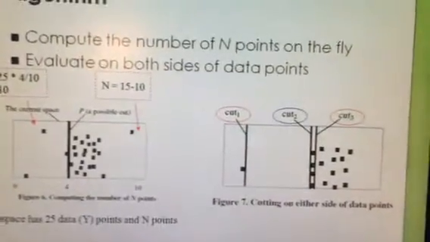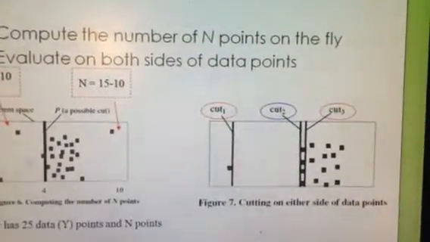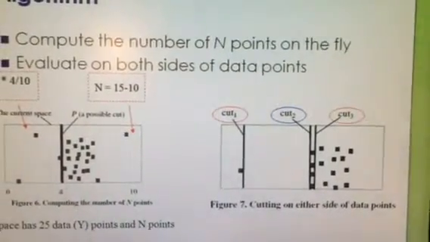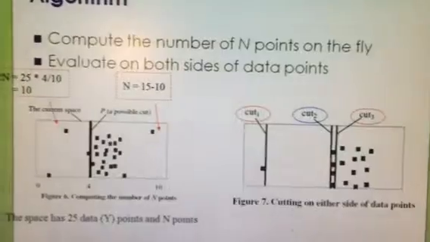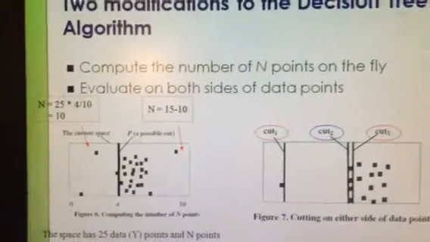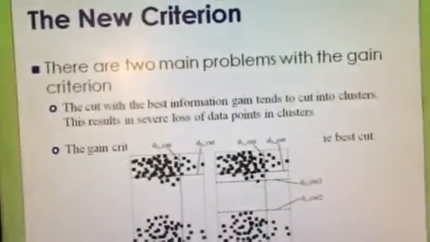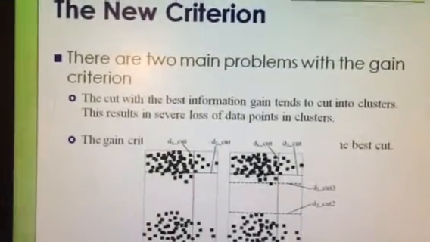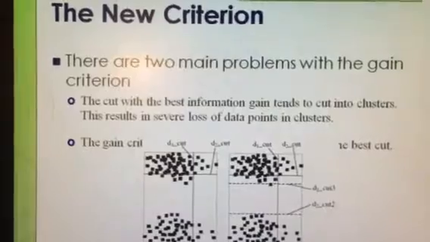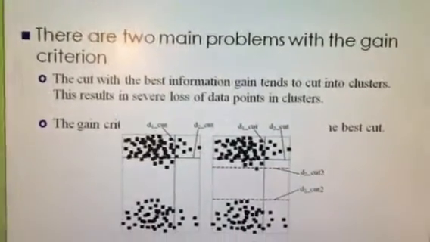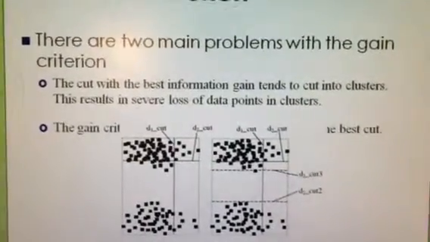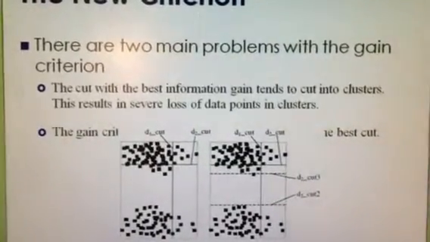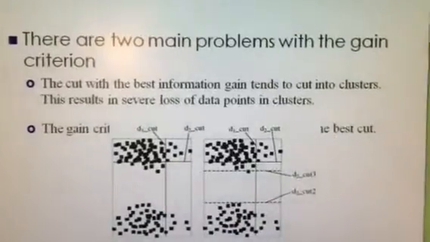And if you look at this other figure, it's talking about clustering, cutting on either side of the data point for you to be able to collect like data. This is what this algorithm does. And we have new criteria. There are two main problems with the gain criterion. The cut with the best information gain tends to cut into clusters. This results in severe loss of data points in clusters.